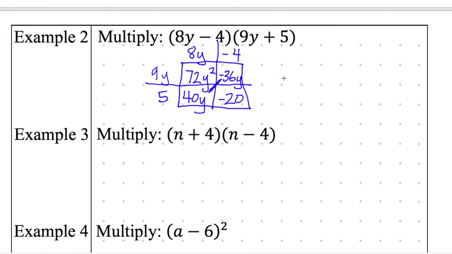4y. So I'm going to have 4y in the center. 72y squared, right? Yeah, 72y squared. And then minus 20. And box it. Nice.